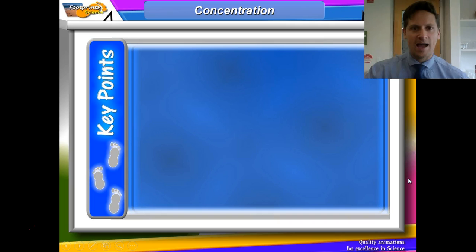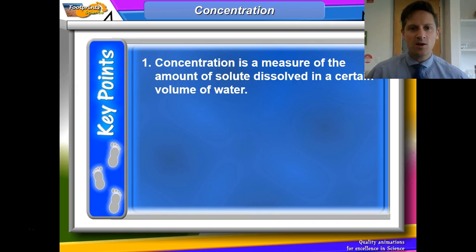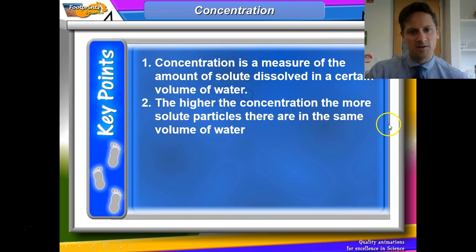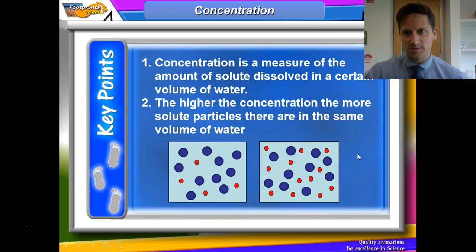The first concept we'll look at is concentration. Now, concentration is a measure of the amount of solute dissolved in a certain volume of water. Now, it could be any solvent, but water is the most common one. So I'm just going to stick with water for this video. The higher the concentration, the more solute particles there are in the same volume of water. An easy way to think of concentration is maybe with something like cordial. So it's quite strong and concentrated in the bottle, and you dilute it by adding water, so the concentration is reduced.